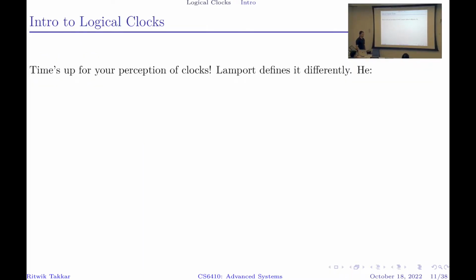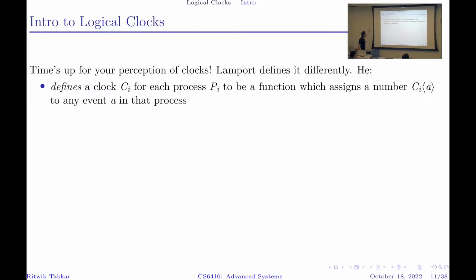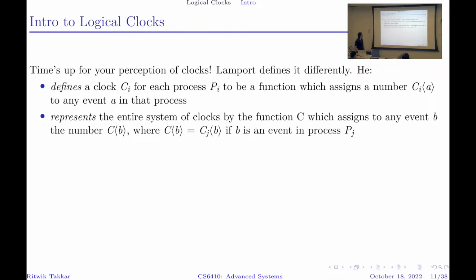Again, you can't think about time the way we think about time when you think about it like a machine. This is how Lamport talks about logical clocks. Let's start with the top one. The clock C sub I is defined for each process P sub I to be a function which assigns a number C sub I of A to any event in that process. So you can think of it like a function where A is an input and what you get is the output of C sub I of A. You can represent the entire system of clocks by this function C.